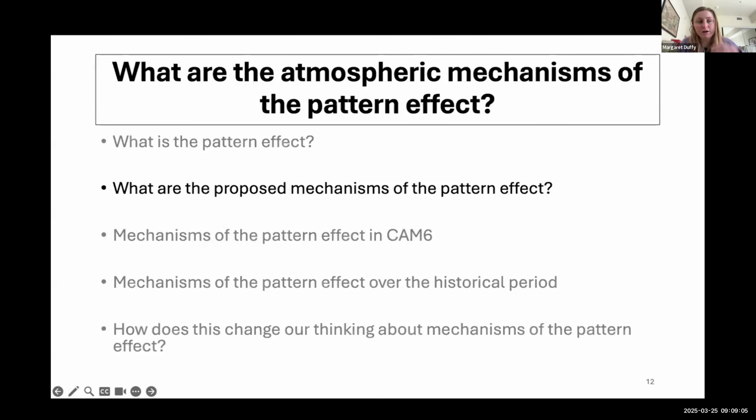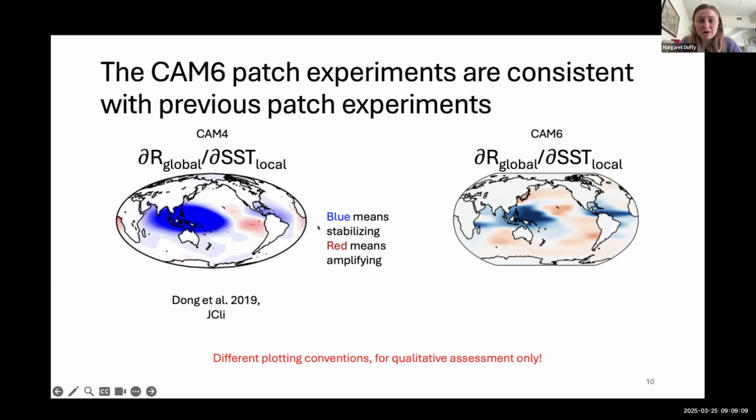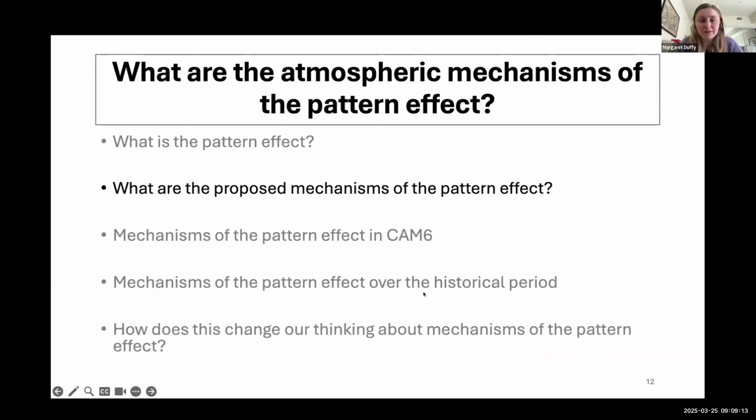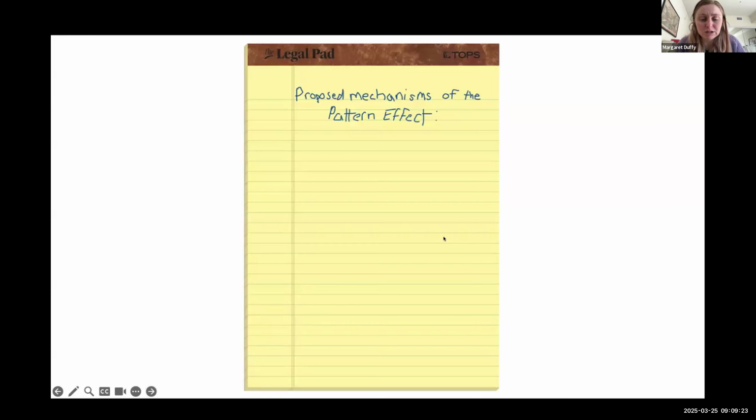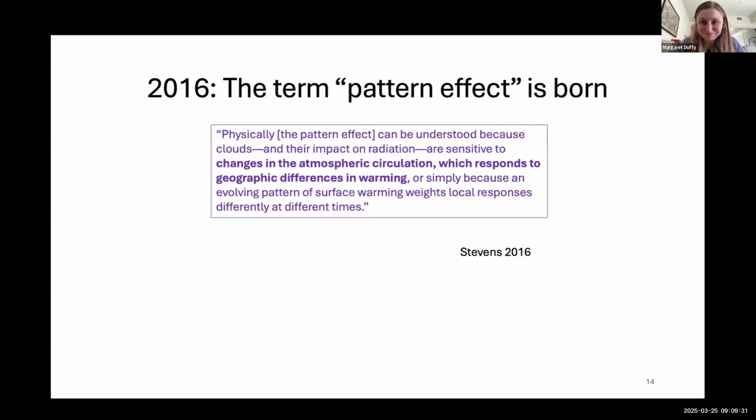Okay, so from here, I wanted to know, what's setting this pattern and why does it look like this, and what are the mechanisms? There are a lot of really nice papers about this, but I wasn't getting a super clear, consistent picture. So let me walk you through that next and show you why I was so motivated to take a closer look at this question. So here's our little legal pad with notes.